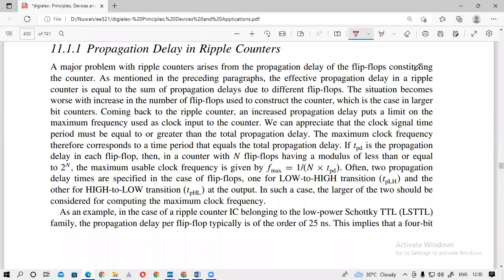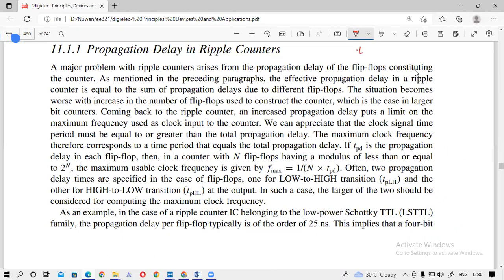So this is the propagation delay, and I am asking: for not having any bit error, should the clock period be less than the propagation delay, or greater than the propagation delay? Please answer me. I give you 5 minutes. Please try to get the answer by yourself.